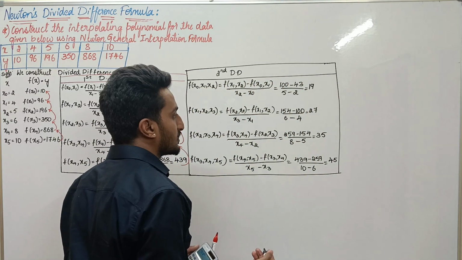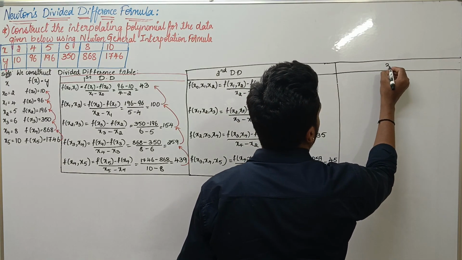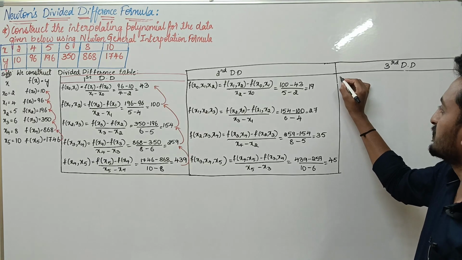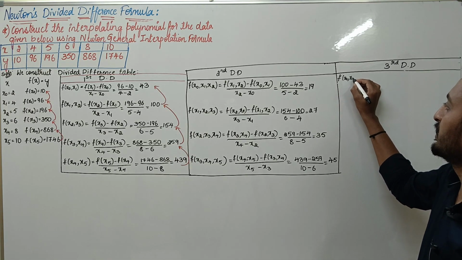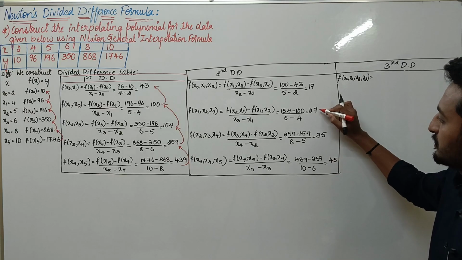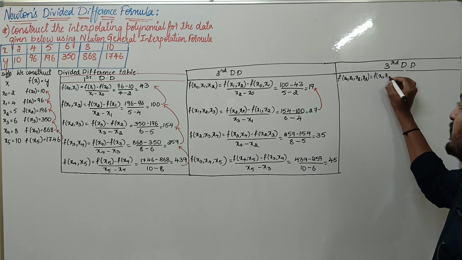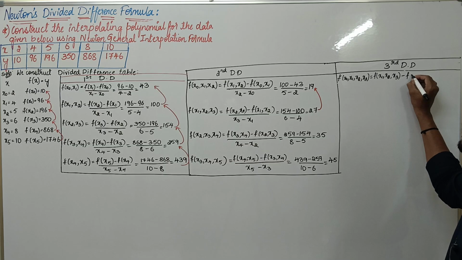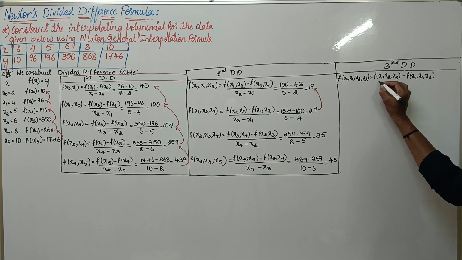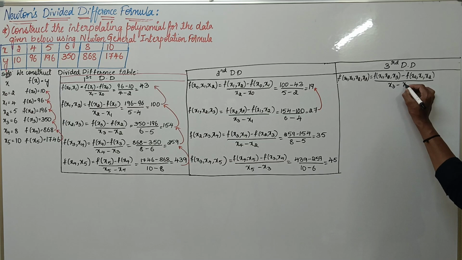Yes, the next and last is the third divided difference. Let us represent the third divided difference. What does it represent? It is simple: f of x0 comma x1 comma x2 comma x3, which is equal to subtracting this minus this, that is f of x1 comma x2 comma x3 minus f of x0 comma x1 comma x2, whole divided by last element minus first element, that is x3 minus x0.